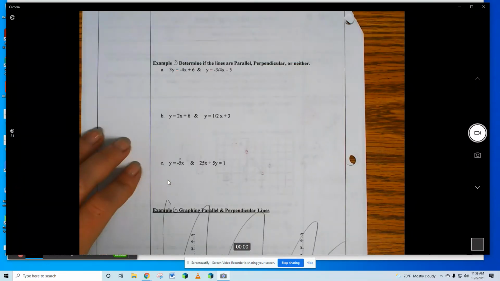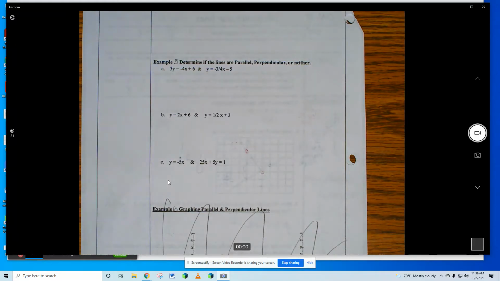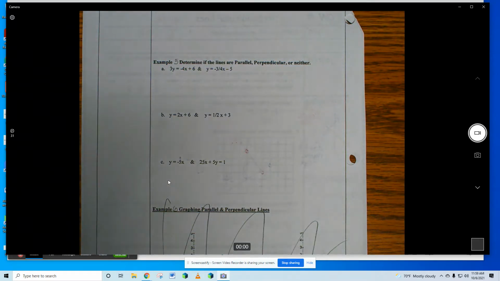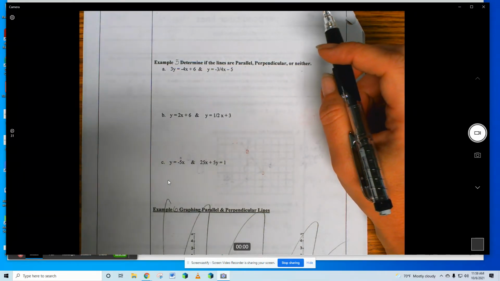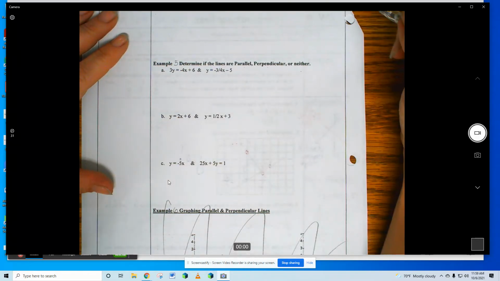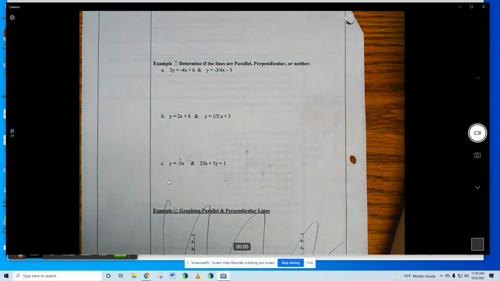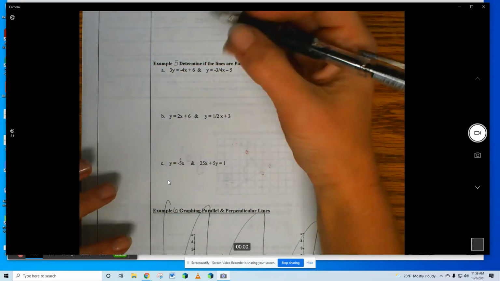We're not doing example 6, so you can cross that out. Are the lines parallel, perpendicular, or neither? I have to know the slopes. Right now, I don't know the slopes. So go through, change anything that needs to be changed. If it's not in y equals mx plus b, make it so.